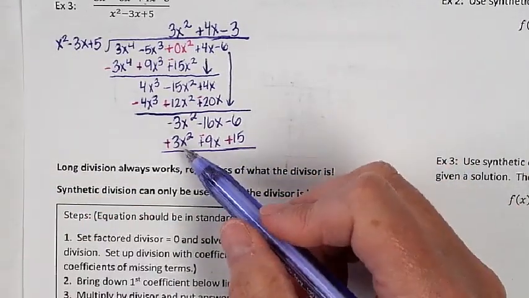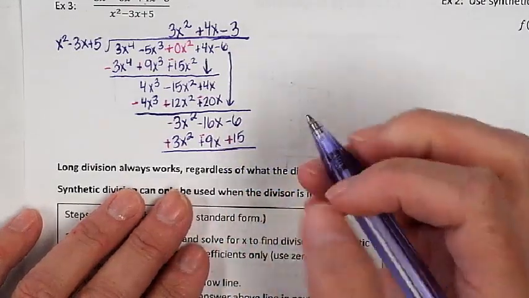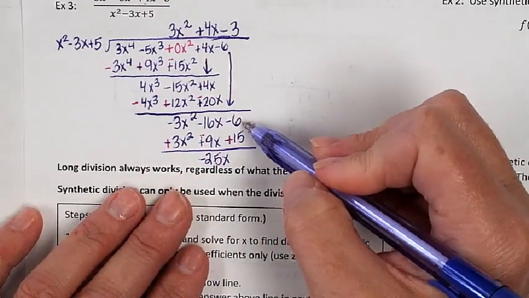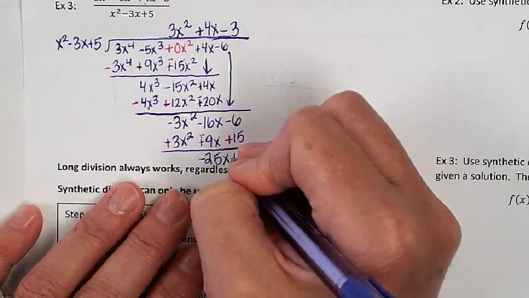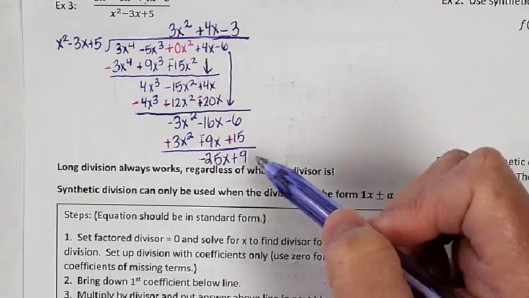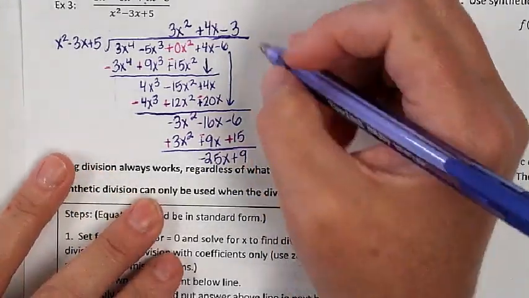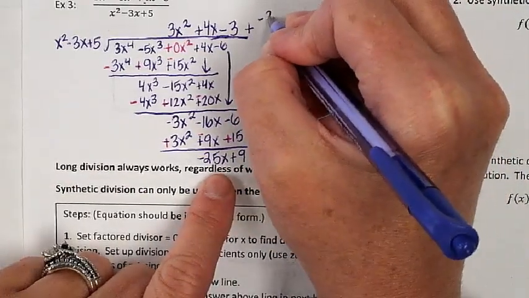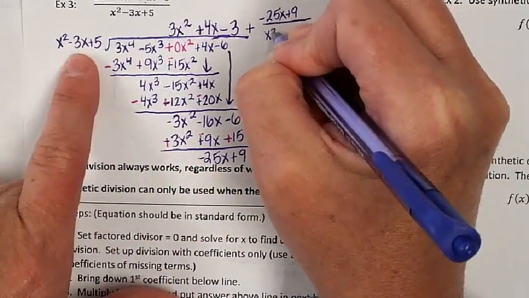Negative 16x plus a negative 9x is a negative 25x. And negative 6 plus 15 is 9. There is nothing else to bring down, so this is my remainder. So the way we're going to write that, we'll put a plus, and then negative 25x plus 9 over x squared minus 3x plus 5.